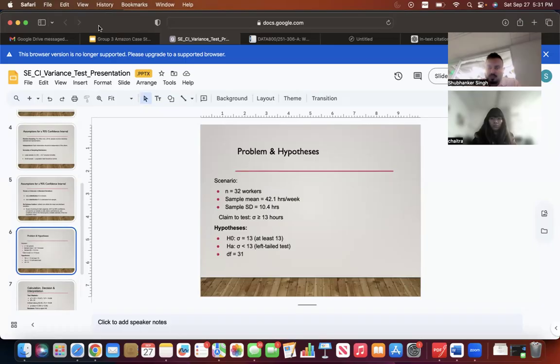Here's a scenario. We analyzed 32 workers with a sample mean of 42.1 hours per week and a sample standard deviation of 10.4. The claim is that the population standard deviation is at least 13 hours. So we set up our hypotheses. The null hypothesis assumes sigma is equal to 13, while the alternative suggests sigma is less than 13. Since this is testing variability, we will use the chi-square test.